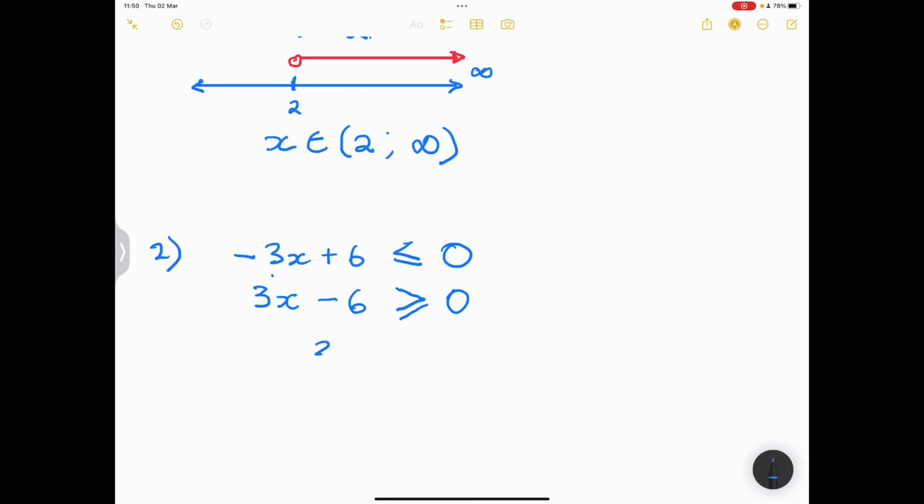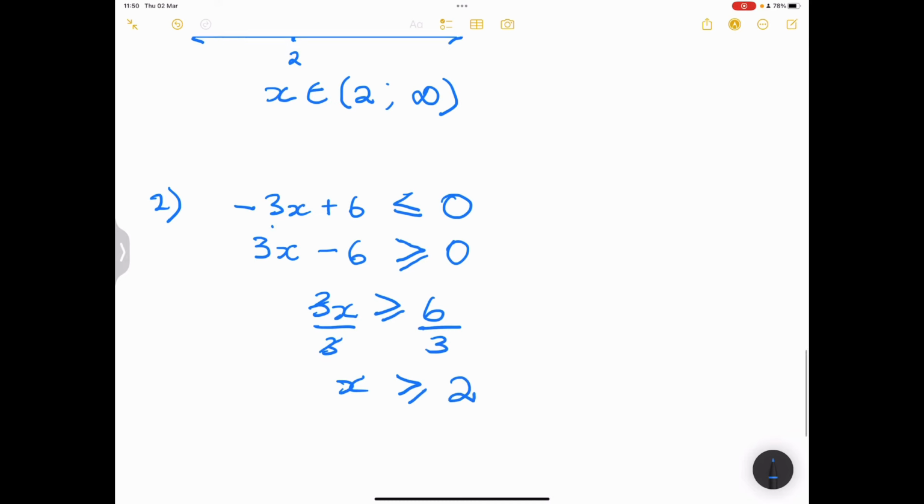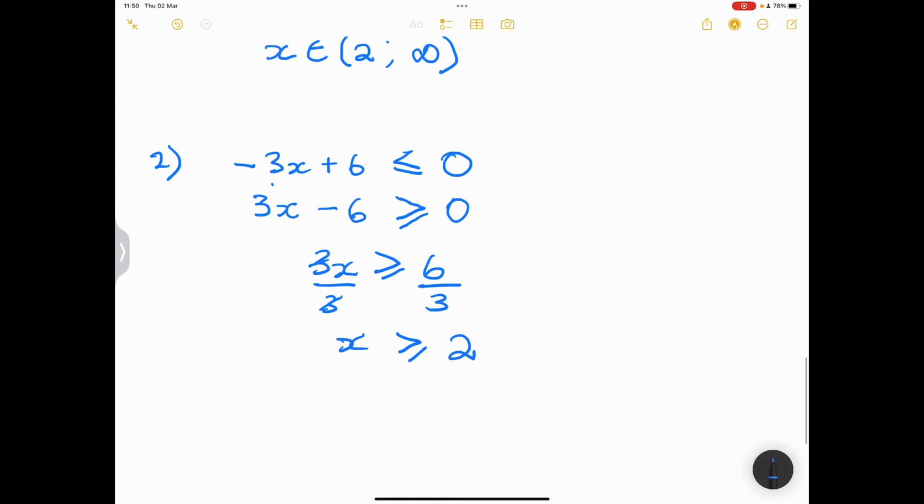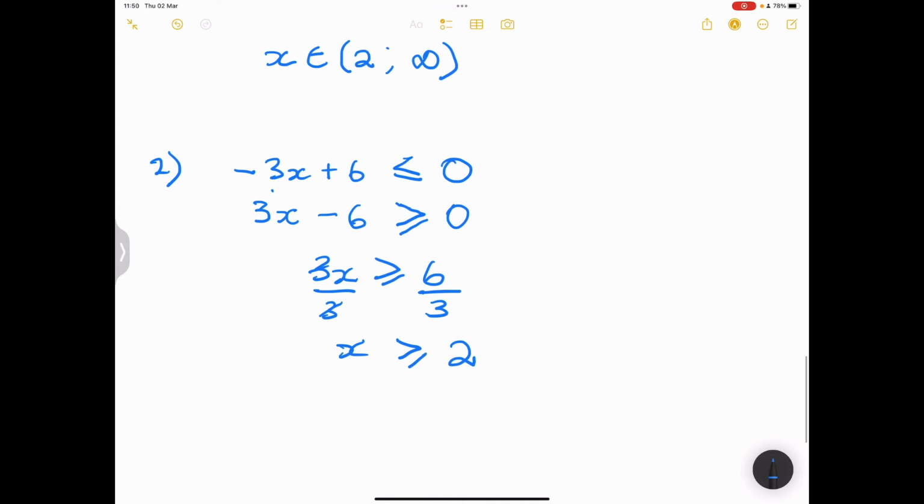As I continue, this is going to be 3x is greater than or equal to 6. All right, and of course we're going to divide by 3 on either side. So what do I have? x is greater than or equal to 2. 6 divided by 3 is going to give us 2, right?